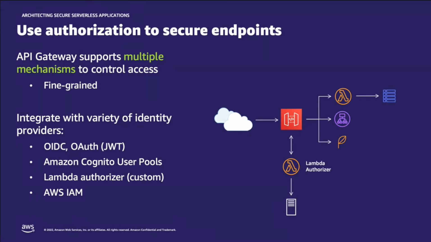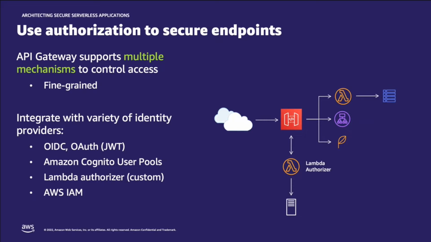Of course, there are multiple ways you can integrate with a variety of identity providers. So you can use the OpenID Connect standard, or use JWT tokens with OAuth, or in case you need to integrate third parties, you can also leverage the Amazon Cognito user pools to integrate with Google, Facebook, and so on and so forth.